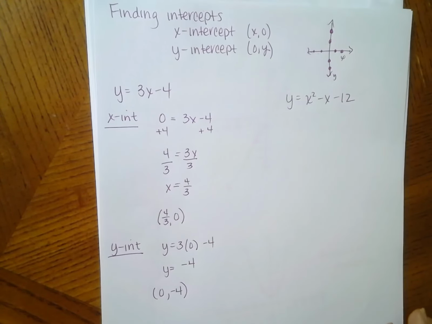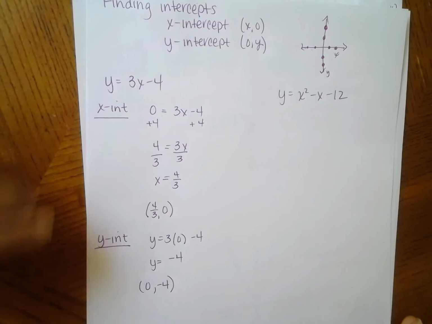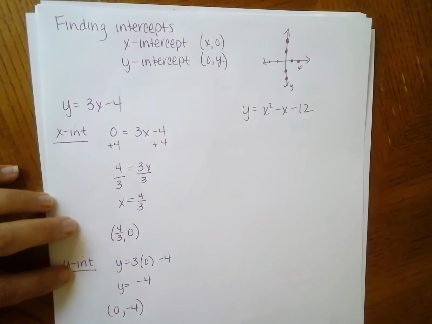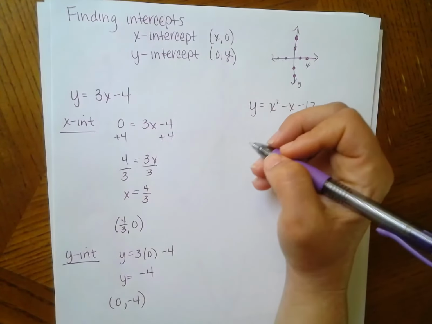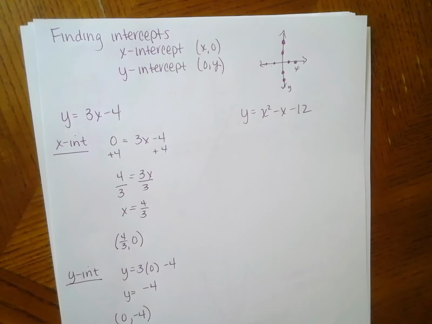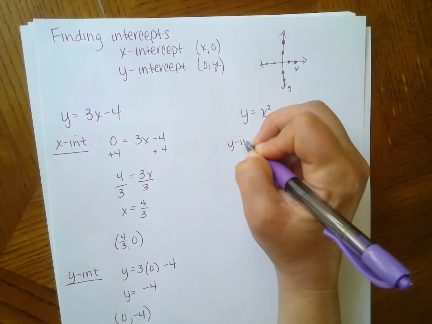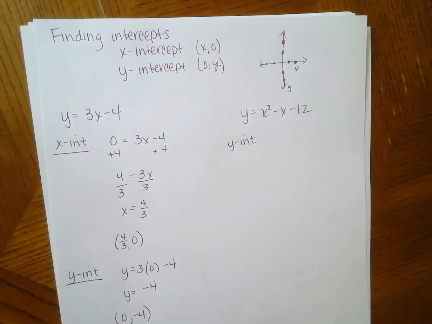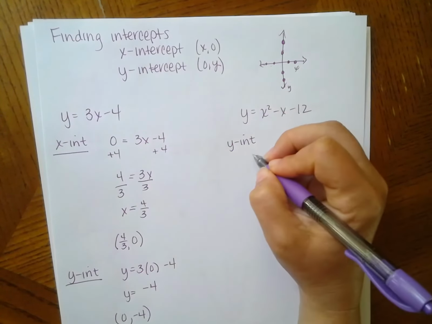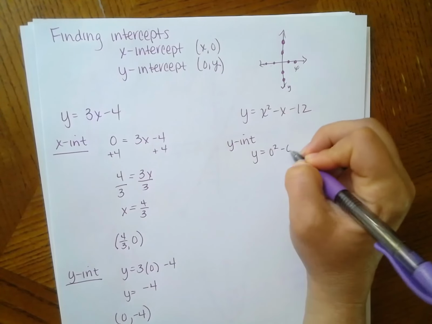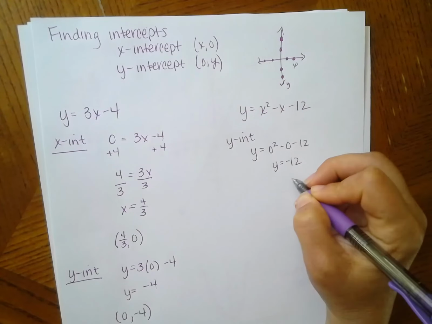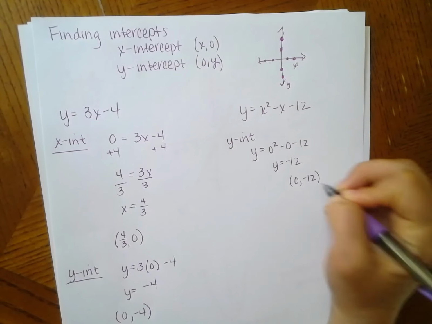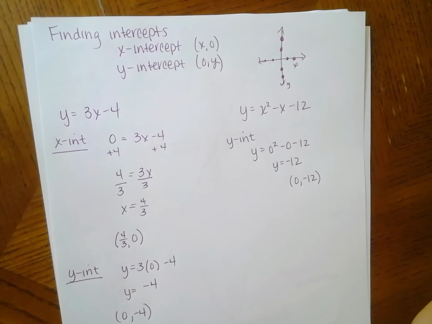All right, so let's look at this quadratic equation and see if we can find the x and y intercepts. Which one is easier first? How about if we find the y-intercept first this time? The y-intercept means that my x-coordinate will be 0, and so I have 0 squared minus 0 minus 12, and that gives me my y-intercept of negative 12. So my ordered pair then is (0, -12). Whenever I have a y-intercept, I always have a number for my y and a 0 for x.